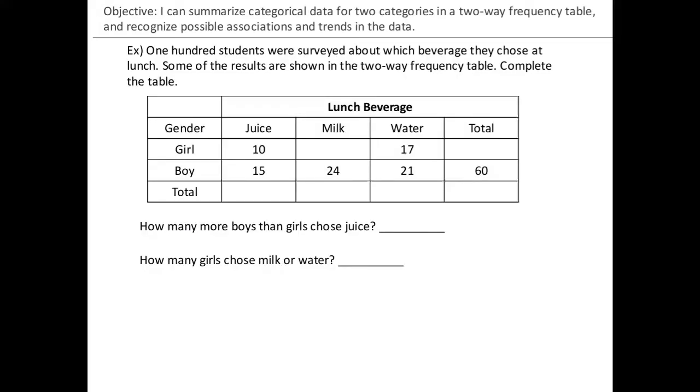Our next example says we have 100 students who were surveyed about which beverage they chose at lunch, and some of the results are shown in a two-way frequency table. We have to complete the table. The table is separated by gender, girls and boys, and this is the beverage that they chose during lunchtime.